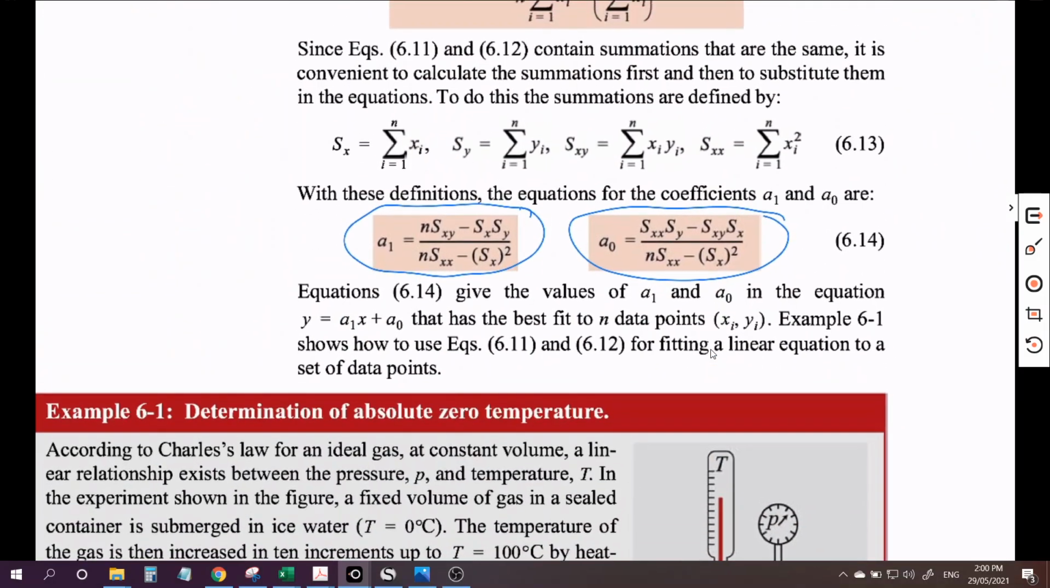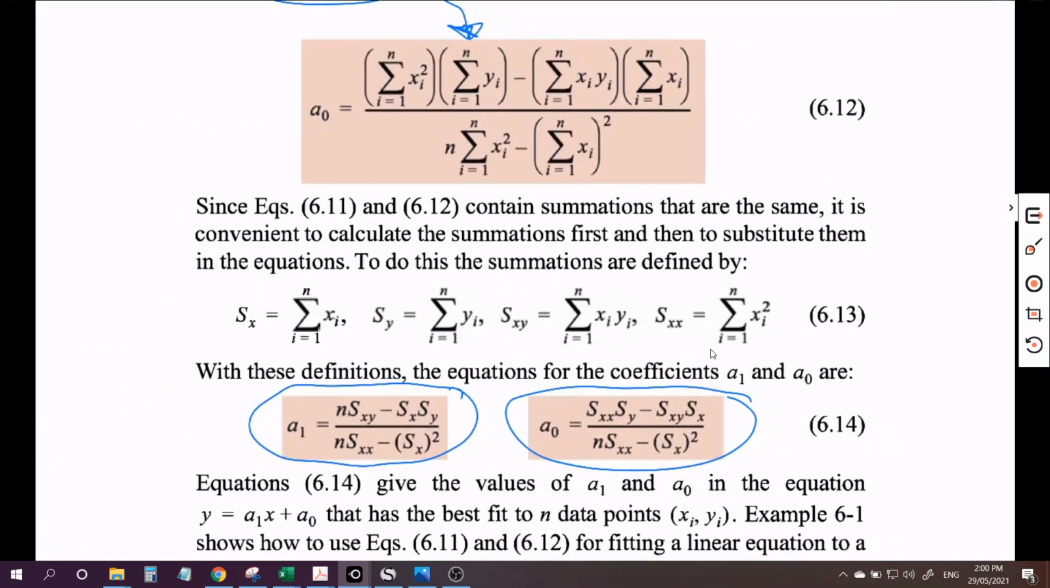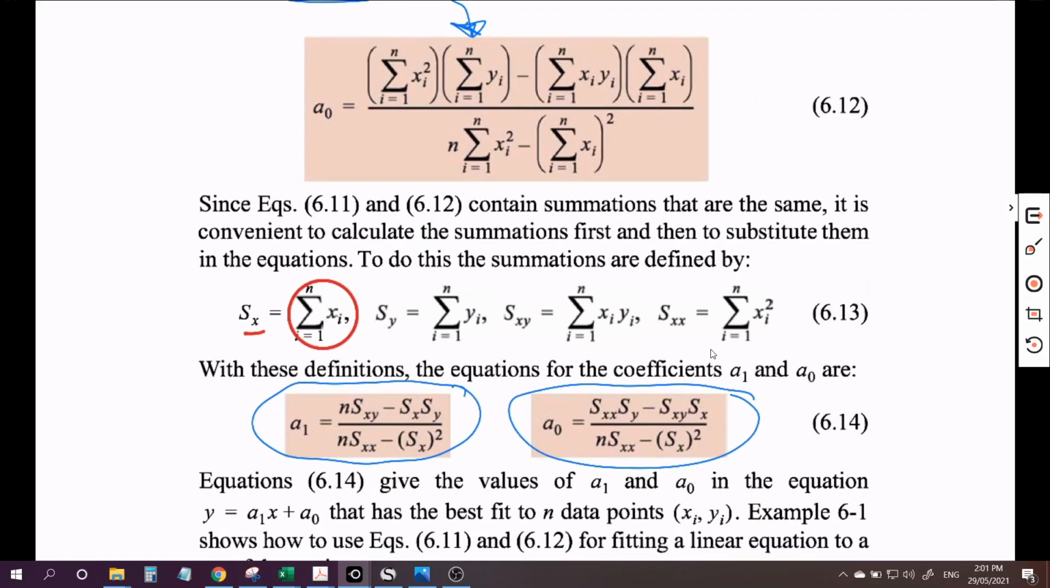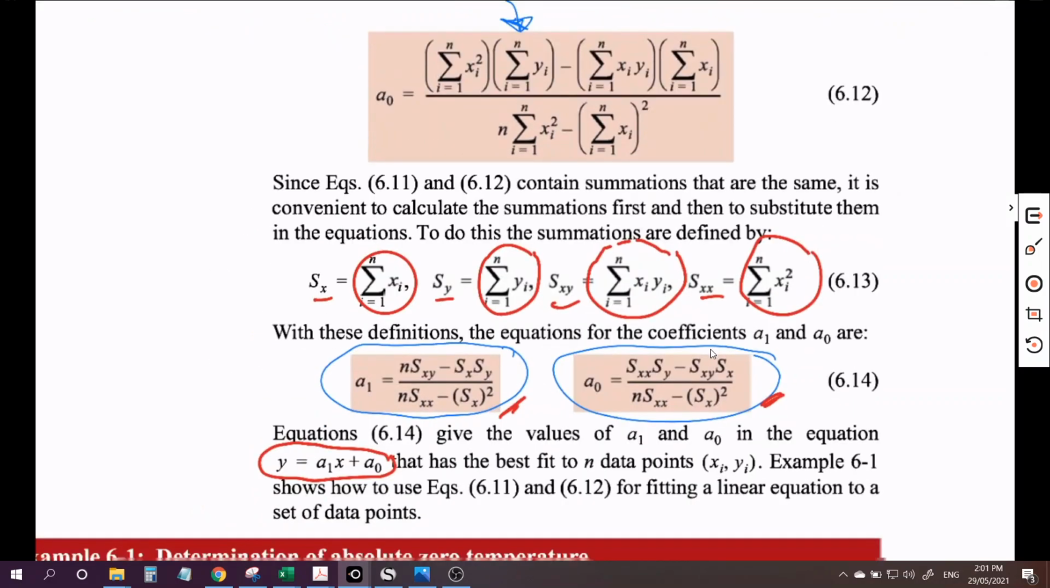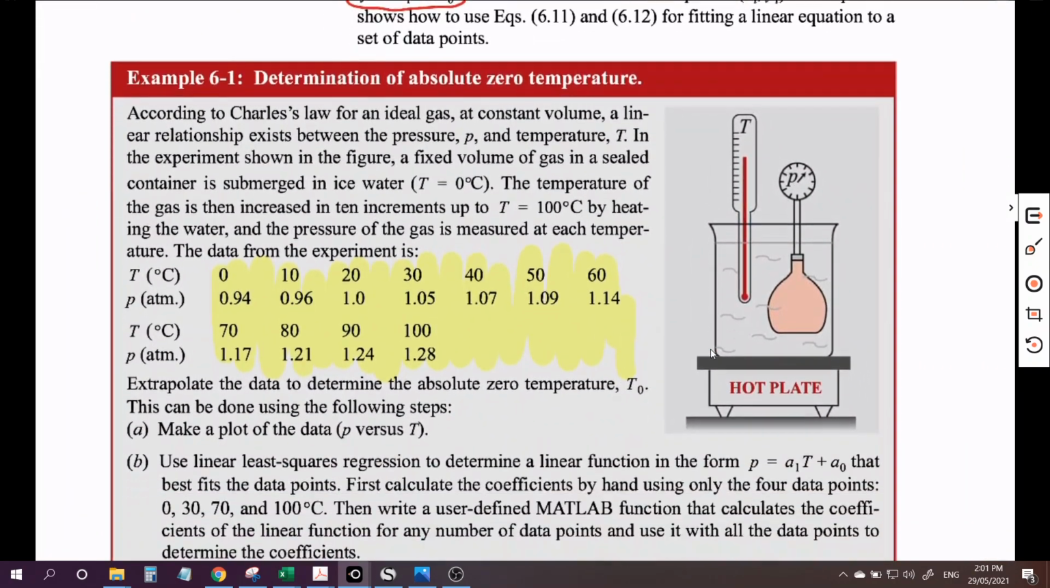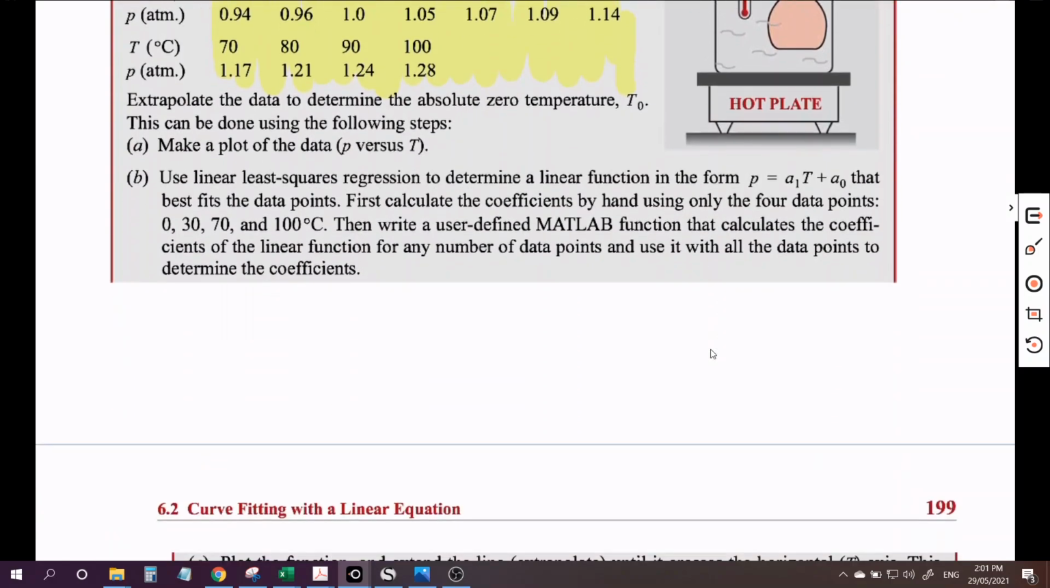So that's it. And we again rewrite, or simplify the equation such that summation xi will be called sx, summation yi will be called sy, summation xiyi will be called sxy, and summation xi squared will be called sxx. Substituting that, you will have this equation for the coefficients a1 and a0 for a first degree polynomial y equals a1x plus a0. So we have this sample problem here. I'll discuss that later.